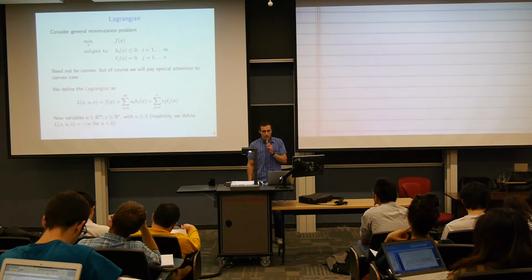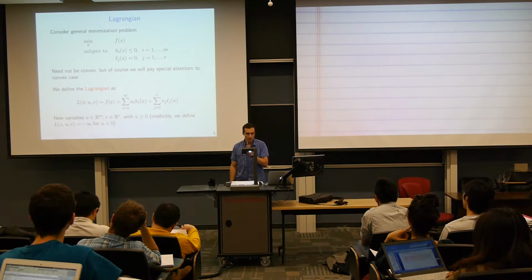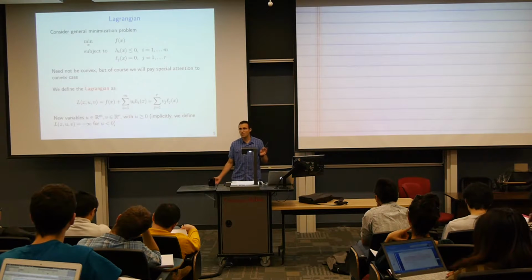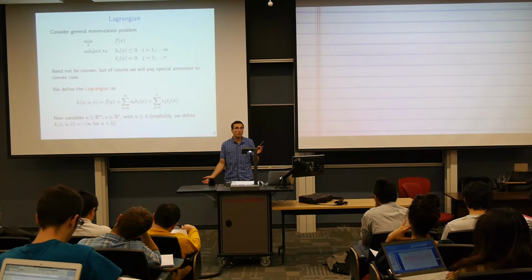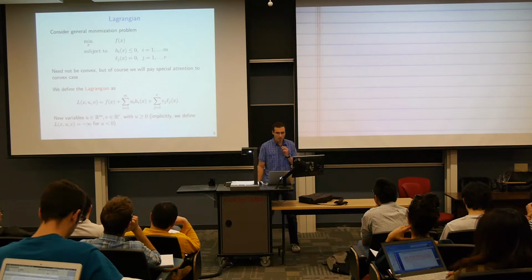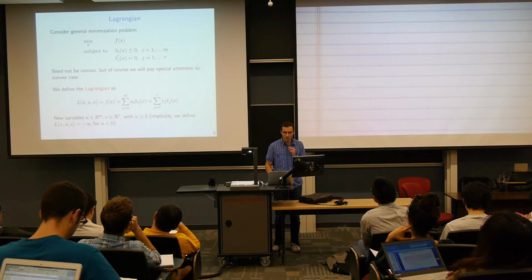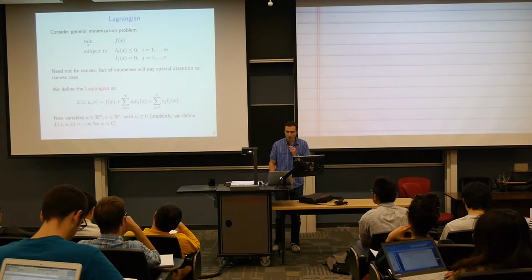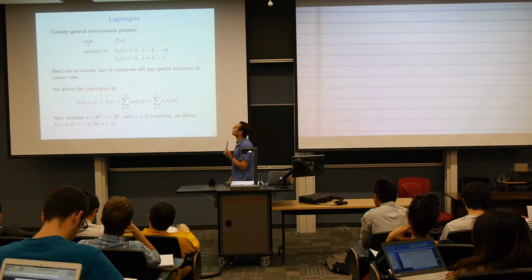So here's our setting for today. Let's consider this general minimization problem. Right? This is the general form of an optimization problem we saw at the very start of the class. Minimize some criterion function f subject to a bunch of inequality constraints, h_i of x is less than or equal to 0, and equality constraints, l_j of x is equal to 0.